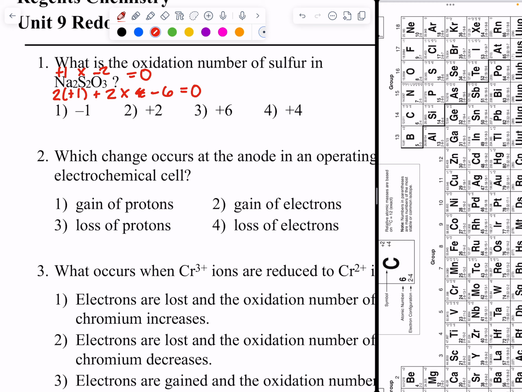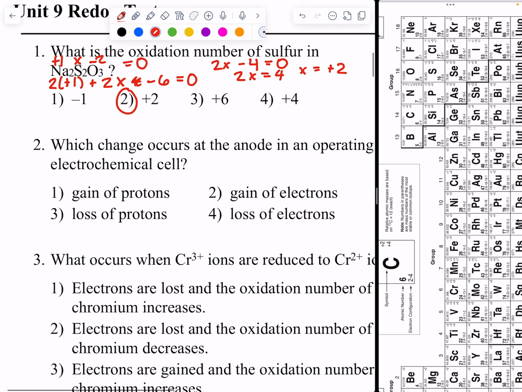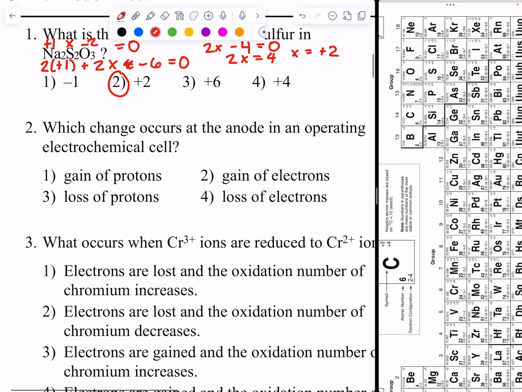So if we rearrange this equation, it would be 2x minus 4 is equal to 0. Then it would be 2x is equal to 4, and x would be equal to +2. The correct answer is B. So if you put choice 4, you probably didn't realize that there's that subscript 2.